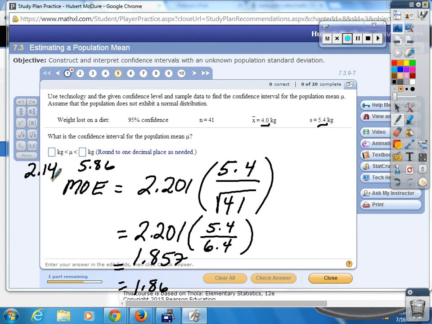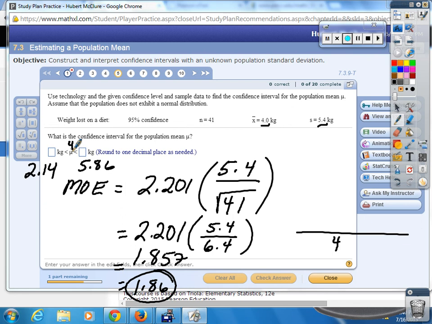So how did you get it? Do you understand how I got this? How do we do standard deviation? When we did that, we'd go 4, and then you add it on one side. Well, with the margin of error, you just take the mean and you add it to one side and then you subtract it from the other. So 4 is right here. What's 4 plus 1.86?